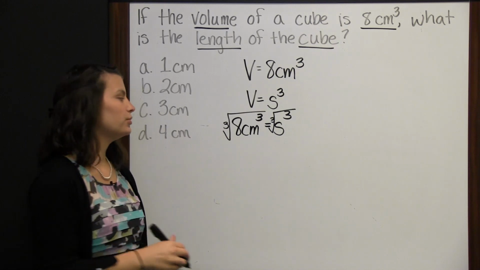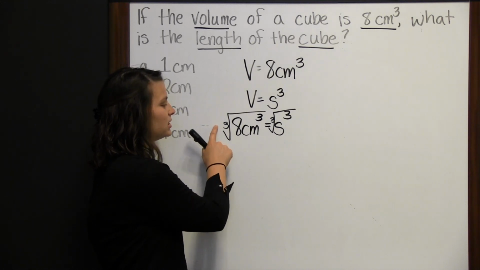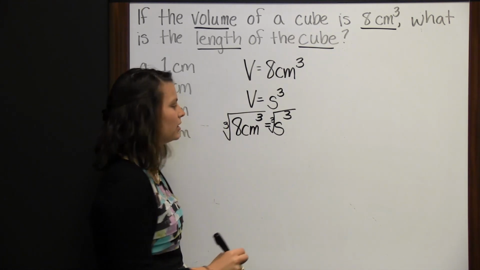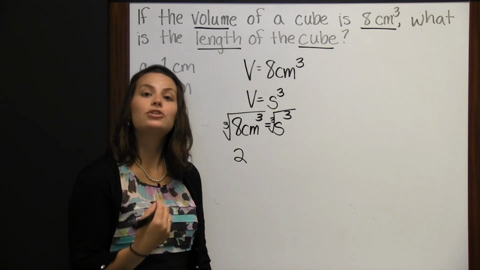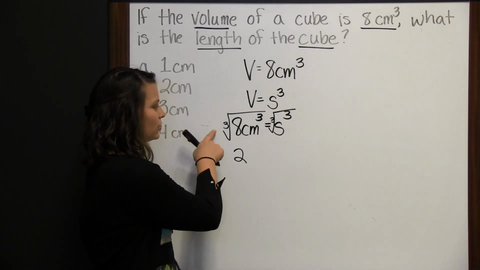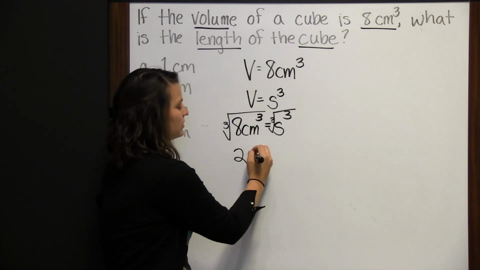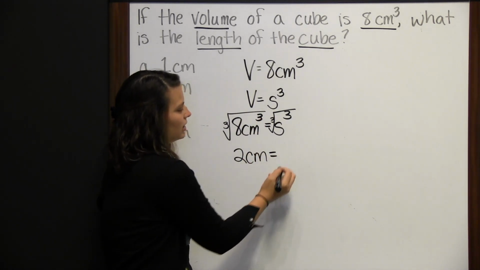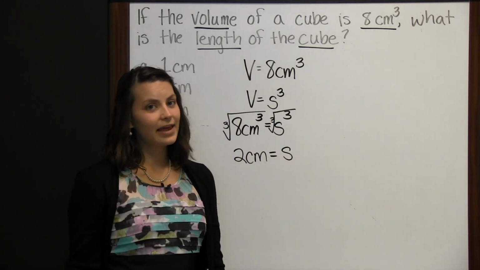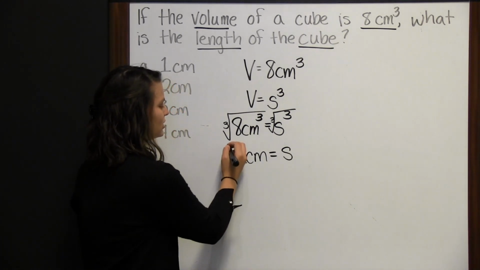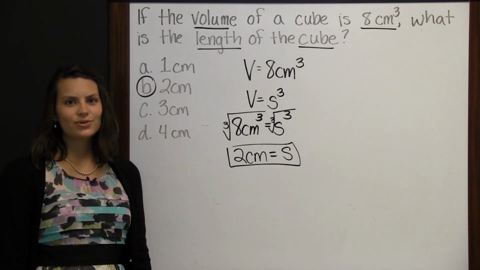When you're taking the cube root, really what you're doing is you're finding what number times itself 3 times would give you 8. And that number would be 2. 2 times 2 times 2 is 8, or 2 cubed is 8. So the cube root of 8 is 2. And the cube root of centimeters cubed is simply centimeters. And that equals the cube root of side cubed, which is side. Or again, length or width or height, all the dimensions are the same. So what is the length? Answer B, 2 centimeters.